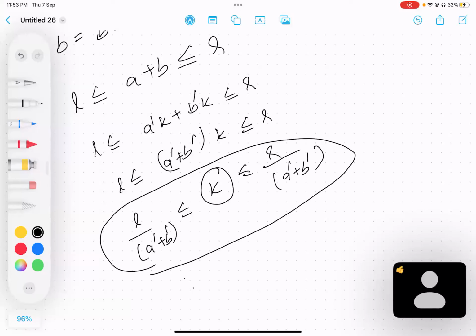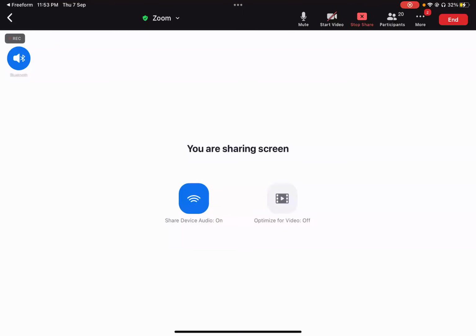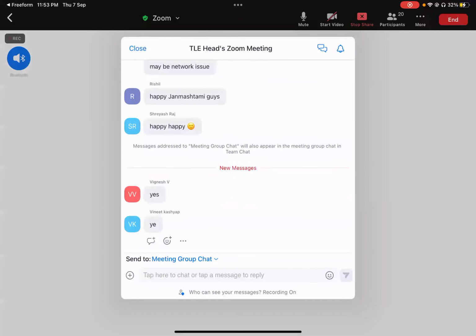Is this part clear to all, or was there a lag here? Okay, it was that. Yes. Okay.